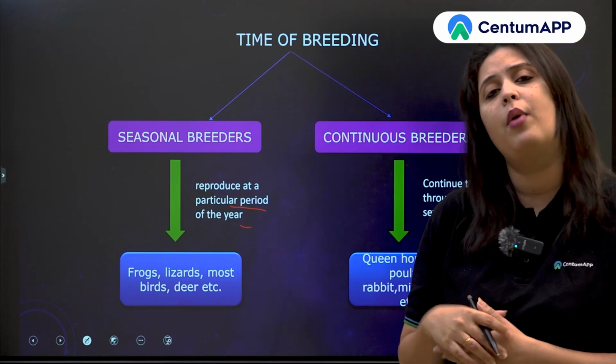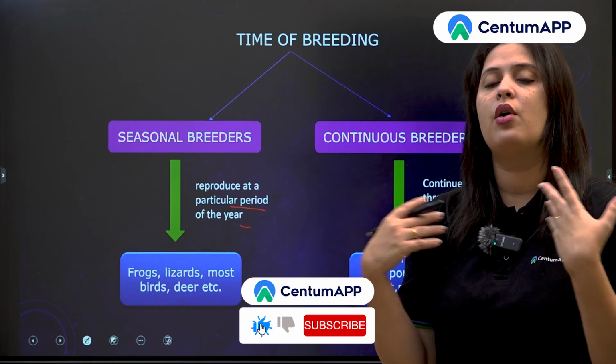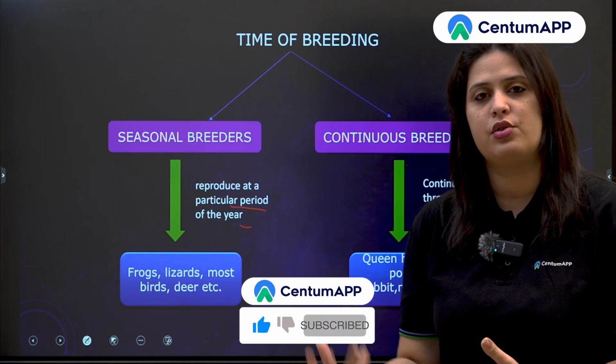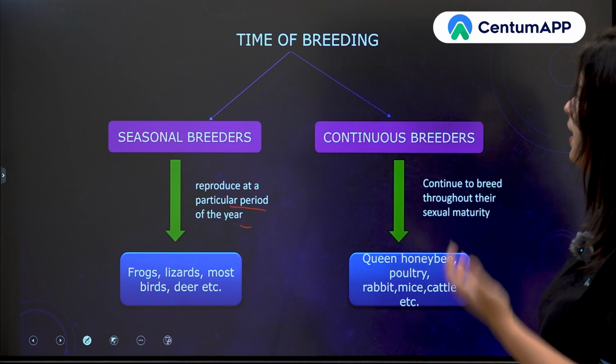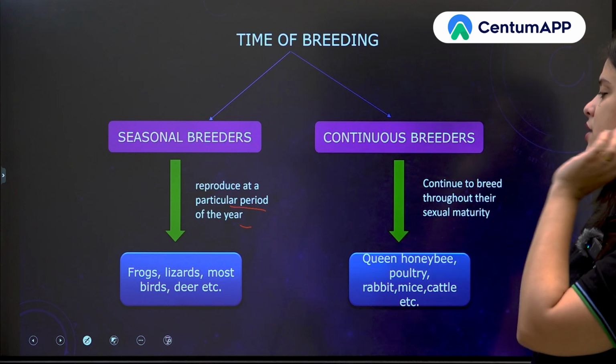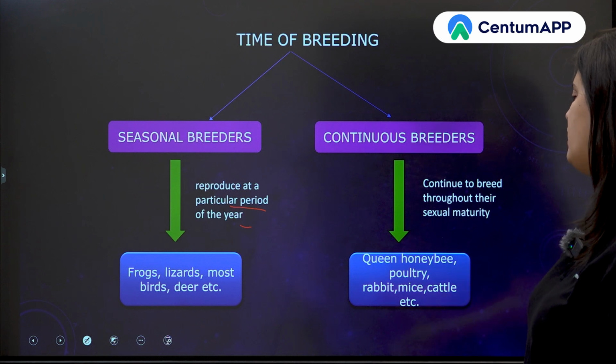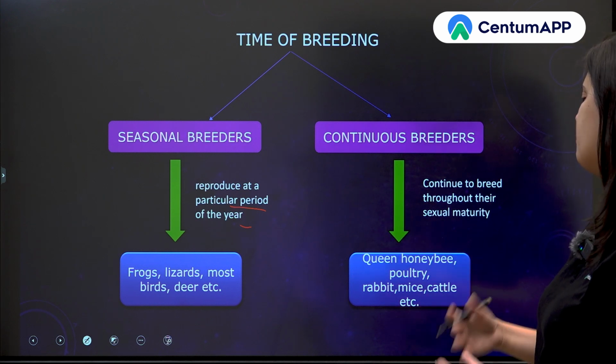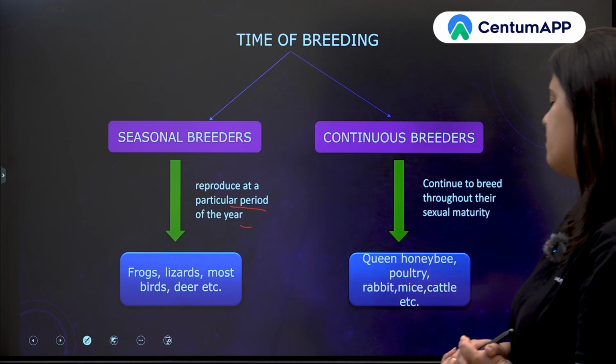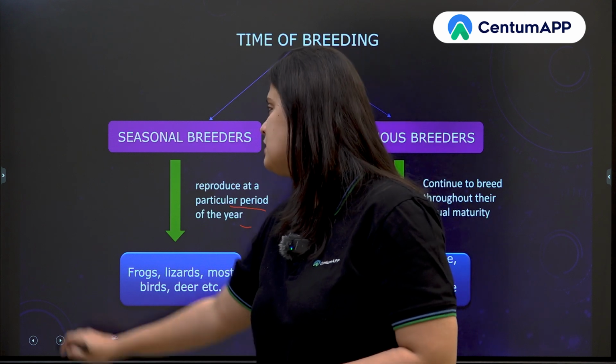However active they are, they continue to reproduce. Okay, so seasonal breeders: frogs, lizards, moths, birds, deers, etc. Continuous breeders: queen honeybee, rabbit, mice, cattle, all of this comes under continuous breeders.